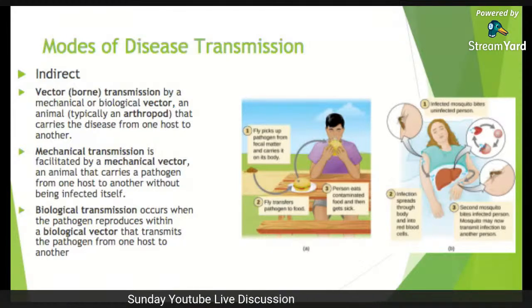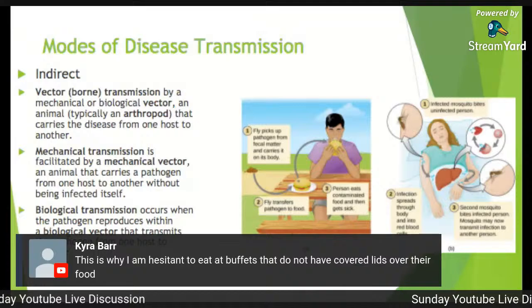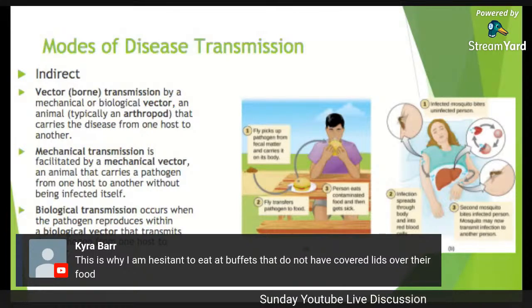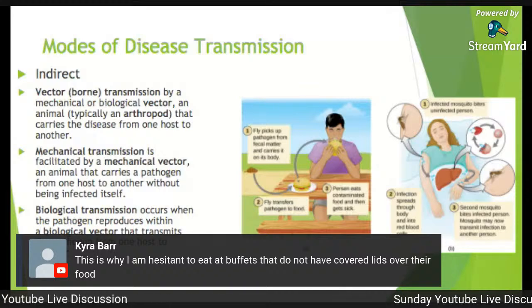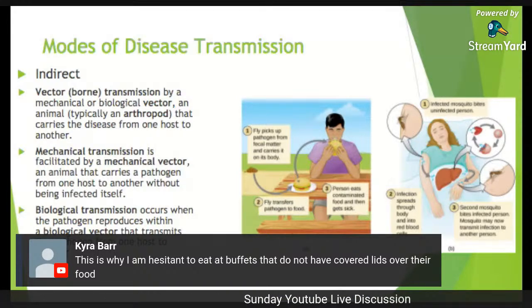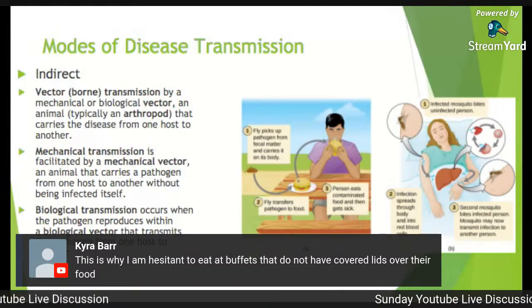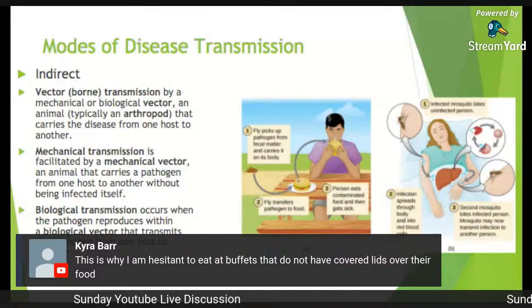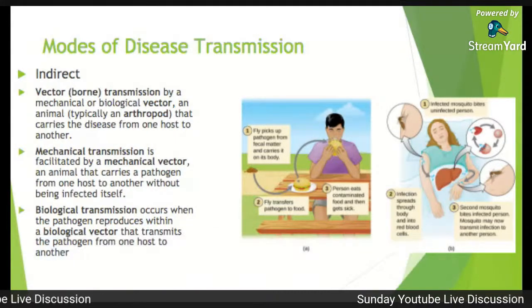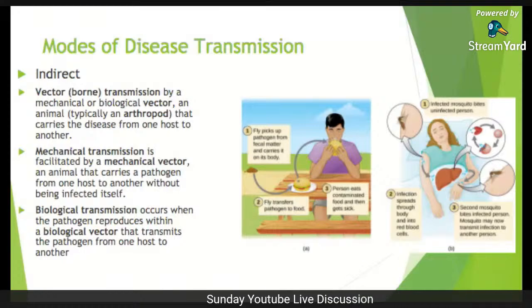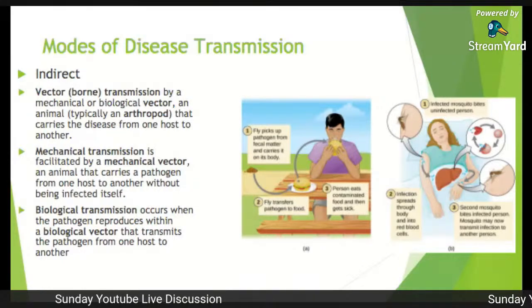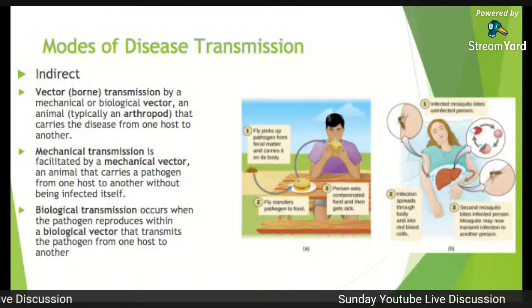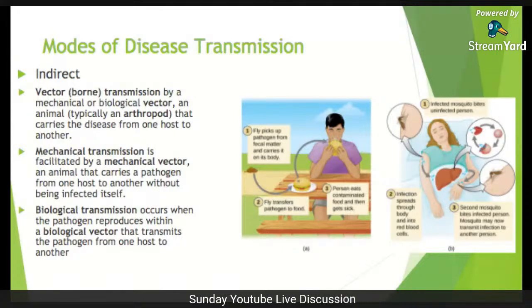So Kyra said, this is why I hesitate to eat at buffets that do not have covered lids over their food. Yeah, even beyond the flies, you have to think about people that walk up there coughing, sneezing, touching all over the utensils. You got kids picking up stuff, putting stuff back. You got adults doing that same thing. Yeah, it can get kind of nasty. I'm glad we got immune systems, but there's a lot of things we could do to prevent disease had we had some type of biosecurity to prevent things from getting in there.